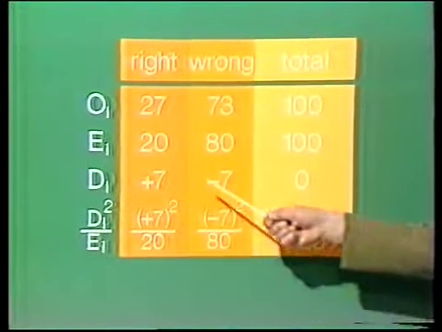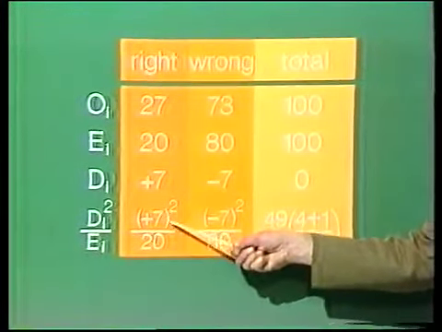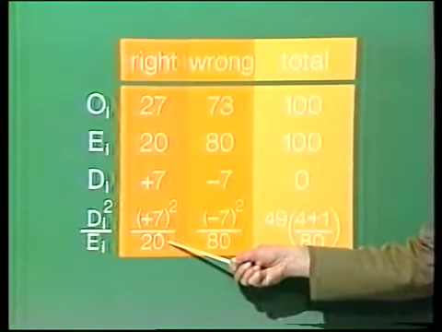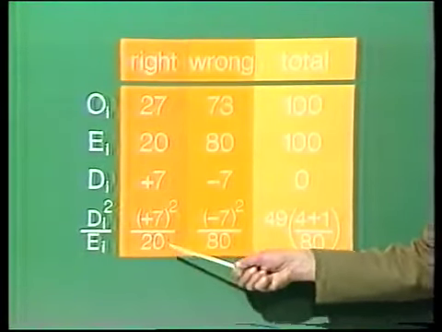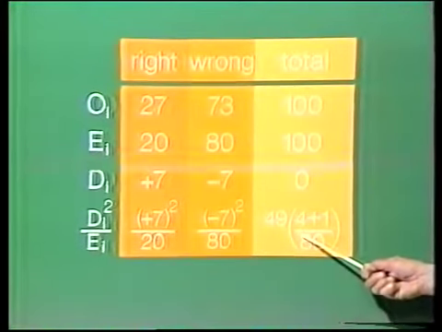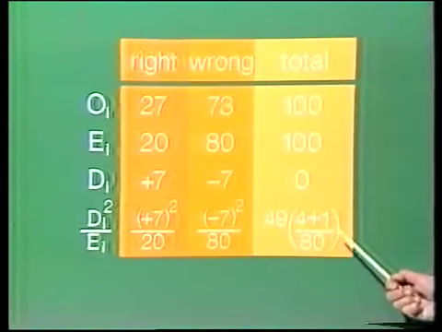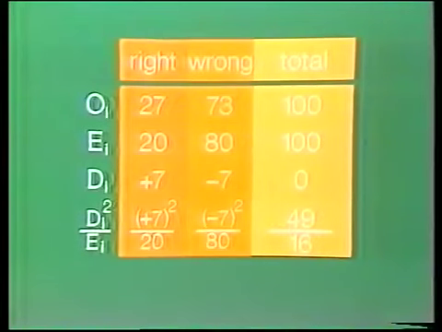We square each deviation d, getting d squared, and then divide d squared by the expected value e. The sum of these d squared over e values gives us our measure of goodness of fit. Here it is. Taking 80 as the common denominator, we get this, which simplifies to 49 over 16. For the 1,000 observations, we'd have obtained 49 over 160 as our measure of goodness of fit, only a tenth as much.